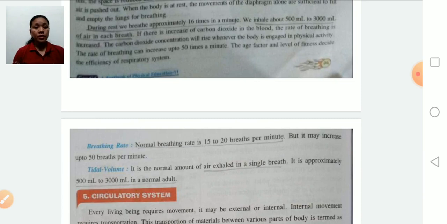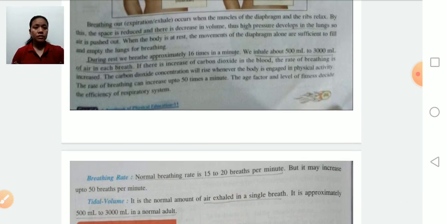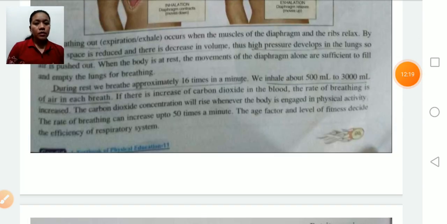During rest, we breathe approximately 16 times in a minute. Means in a minute we breathe 16 times. When we inhale, we inhale about 500 milliliters to 3000 milliliters of air in each breath. If there is an increase of carbon dioxide in the blood, then the rate of breathing will also increase.